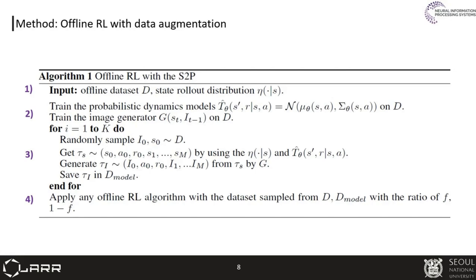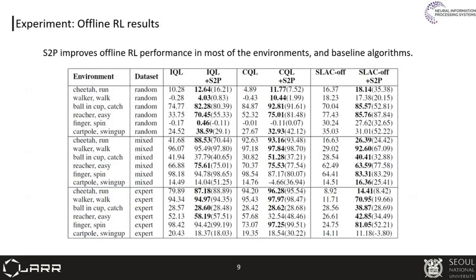And we apply any offline RL algorithm with the dataset sampled from the original offline dataset and the dataset generated by the S2P generator. To validate whether S2P can help improve the offline RL performance, we evaluate our algorithm with recent offline RL algorithms in DM control environments. Overall, the offline RL results with S2P achieve better performance than the naive offline RL, as shown in the bolded scores.